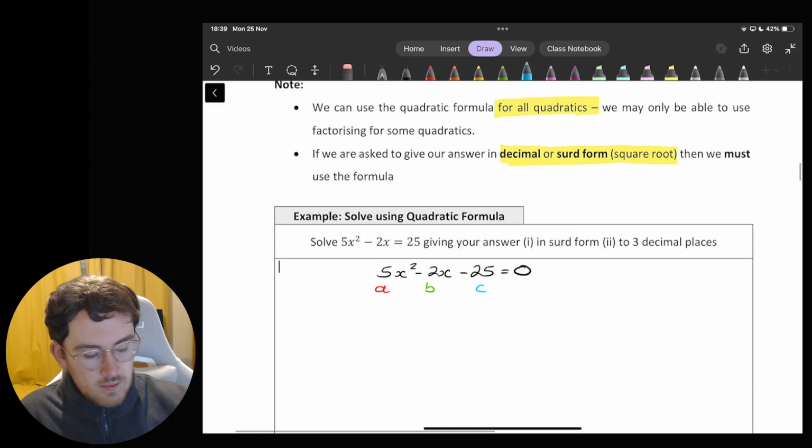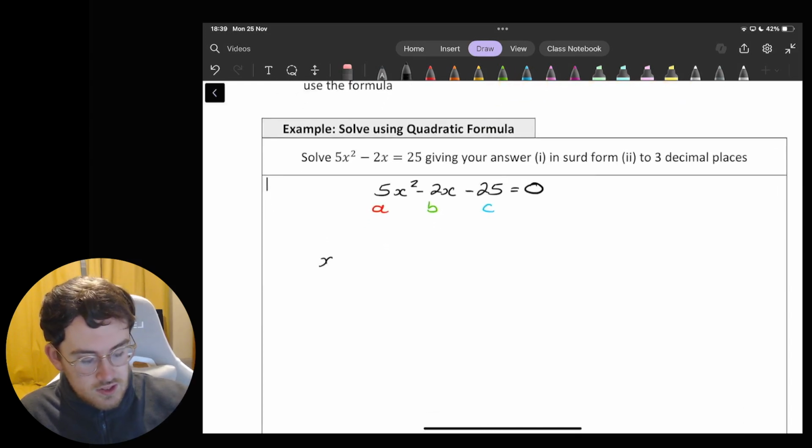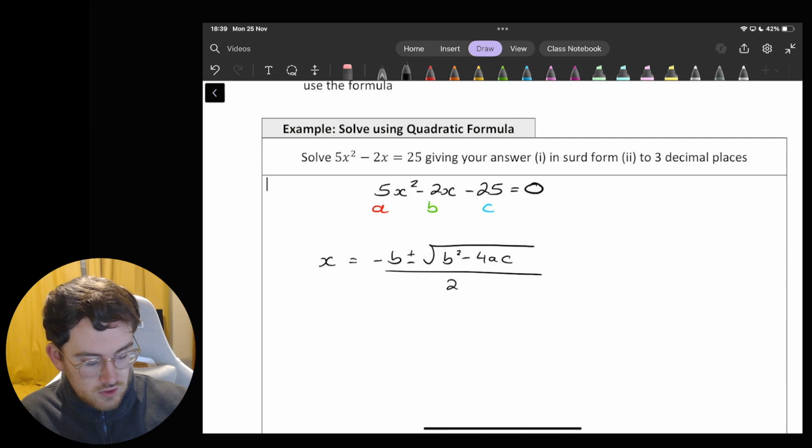Okay, so the next thing I would do, following my general layout, is to write down the formula. So my formula is minus b plus or minus, and we can talk about that when we come to it also, the square root of b squared minus 4ac, all over 2a.